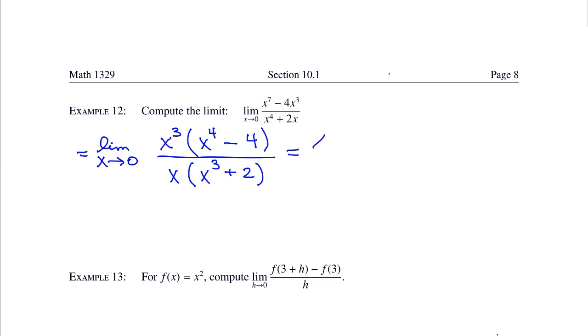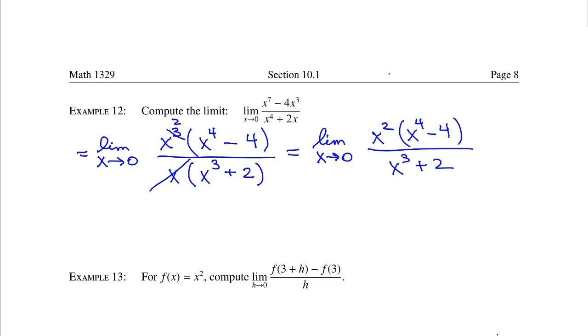When we cancel here, we get x cubed on top and x on the bottom. Those cancel and give me x squared on the top. So that one completely cancels. This one somewhat cancels and gives me a 2. It leaves me with x squared times x to the fourth minus 4 over x cubed plus 2.